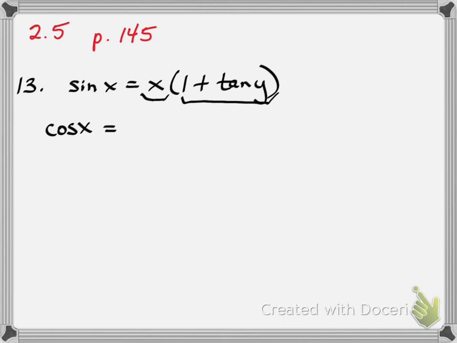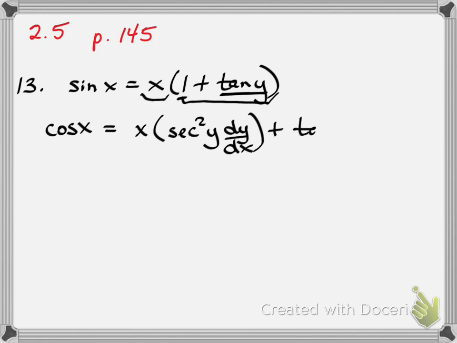You could distribute and then go about it that way too, but I'm going to do product rule. So first times the derivative of the second, the derivative of 1 is 0, and the derivative of tangent y is secant squared y dy/dx, plus second, times the derivative of the x.